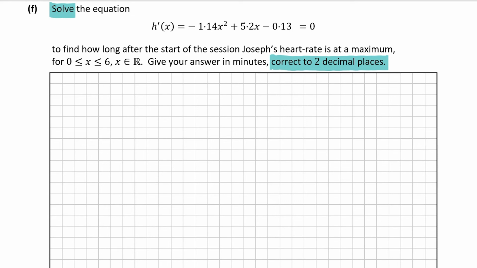So that means at the end, you should get x is equal to something, and whatever it's equal to will be your answer. Now, the second thing I want to point out is that it says to solve it correct to 2 decimal places.